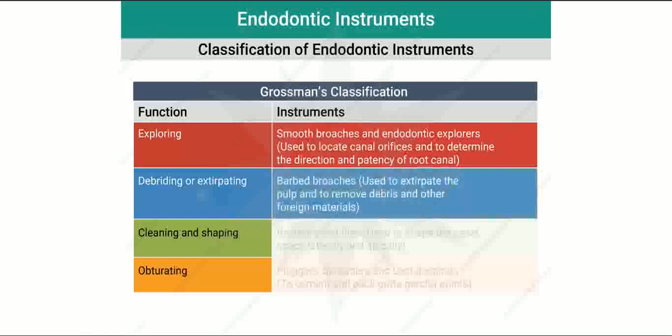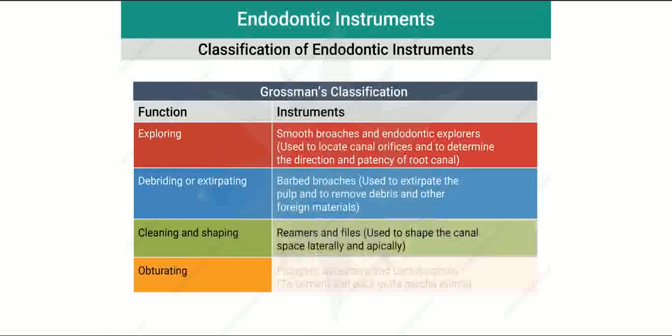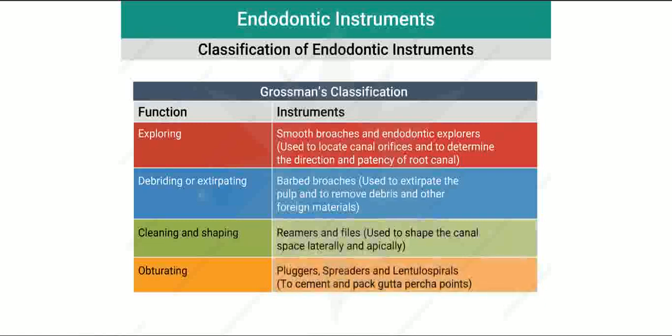And then cleaning and shaping instruments. These are generally reamers and files, which are used for cleaning and shaping of the root canal. And coming to the fourth one, obturating instruments. These are pluggers, spreaders, and lentulo spirals, etc. And this is the second classification.